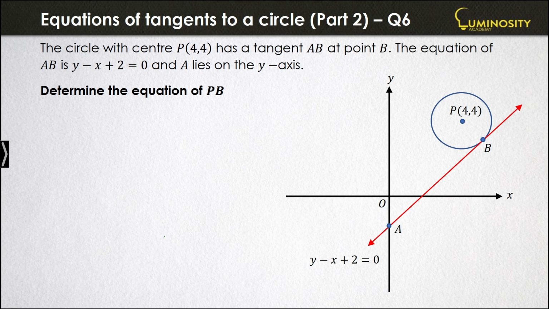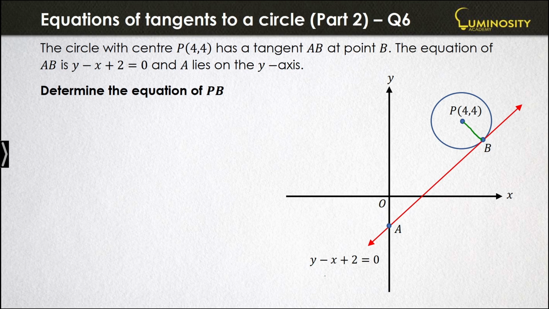The circle with center P(4, 4) has a tangent AB at the point B, and the equation of AB is given by y minus x plus 2 equals 0. We're also told that A lies on the y-axis, and we want to determine the equation of the line PB. PB is this line here, which is the radius line.